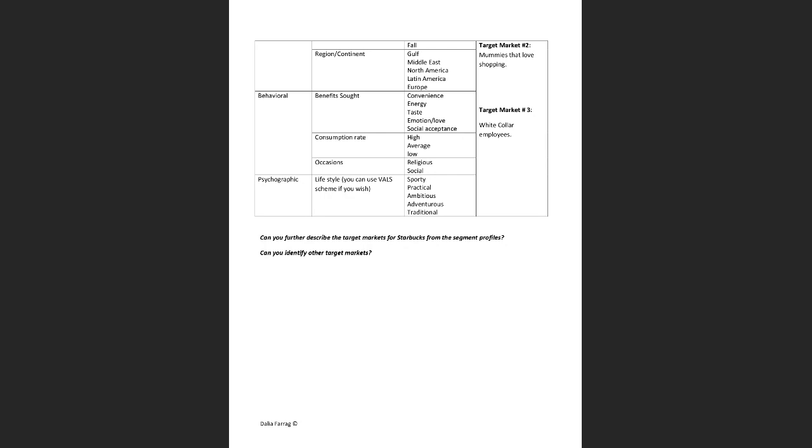What are the different segments that we can target? People who are convenience-seekers, people who want energy, people who prefer or go after taste, people who are emotionally in love with the brand, people who go to the brand for social acceptance. These are different target segments. I want to say segment, not market, that we can target now or in the future that we identified from the benefits and so on.